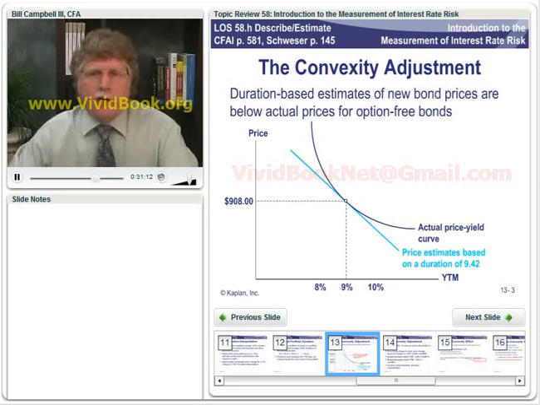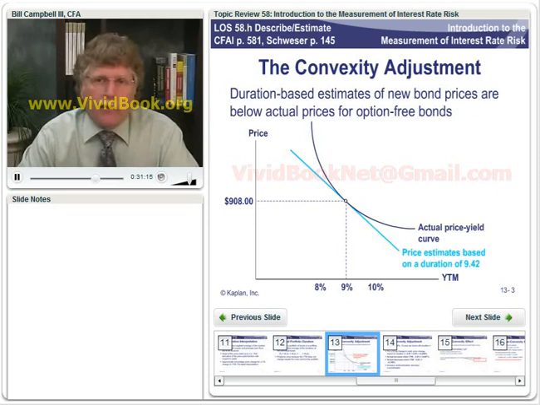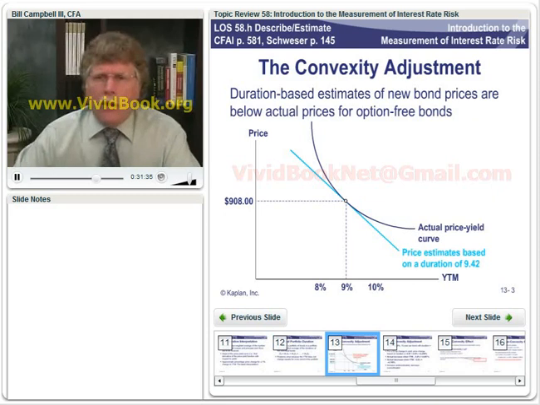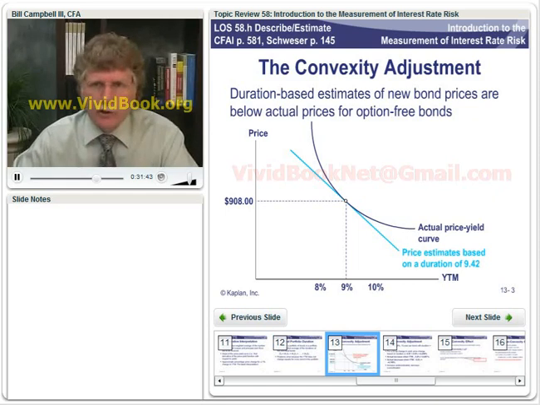Okay, notice here that when we use the duration approximation to try to get a price change on our portfolio, we're treating this price yield curve as if it's a straight line. If we have a very small change in yield, that straight line approximation isn't too bad. We won't be off by too much. But if we have big changes in yield, we'll have big changes in price, and the curvature of the curve is going to mean that our straight line approximation is not particularly good.